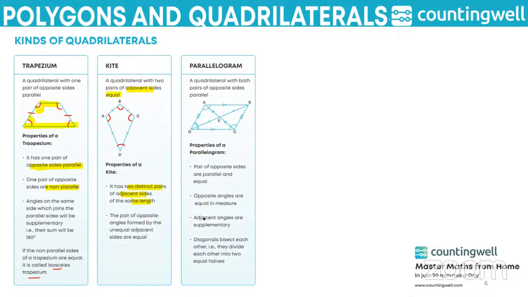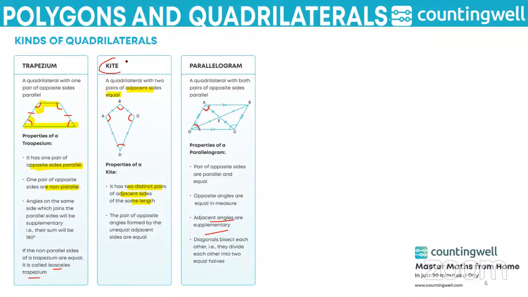This means adjacent sides are supplementary, means you can take the sum of angle A and angle D. It will be 180 degree, or angle D and angle C, then the sum will be 180 degree, or angle C plus angle B will be 180 degree. Also, the diagonals bisect each other. They divide each other into two equal halves.